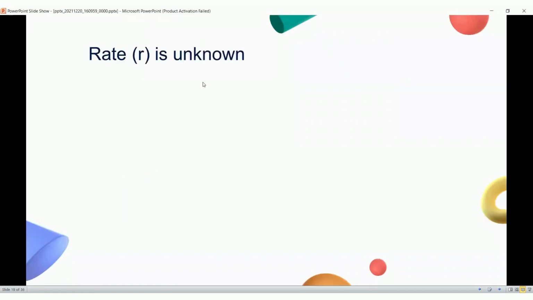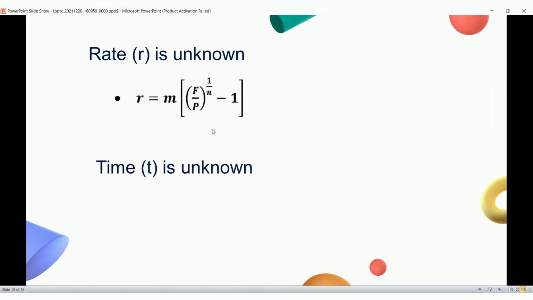Next we have rate R is unknown. So ito yung formula na gamitin natin. R is equals to M times quantity F over P raised to 1 over N minus 1. Pag time is unknown naman, T is equals to log of F over P all over M times log of 1 plus I.